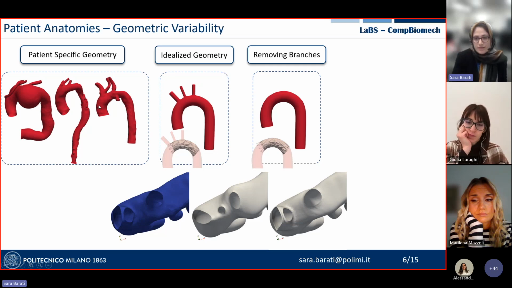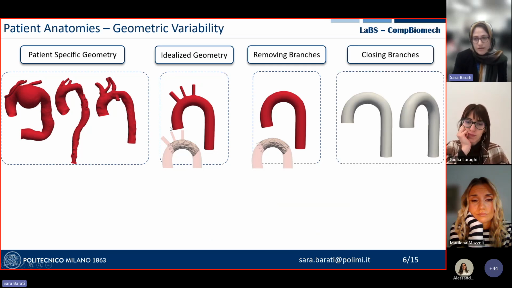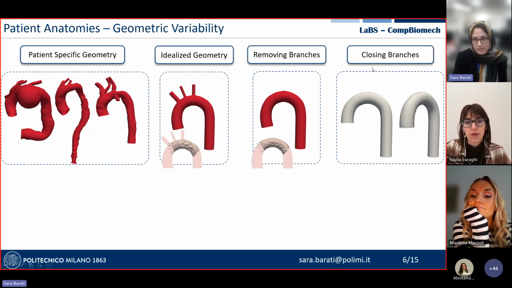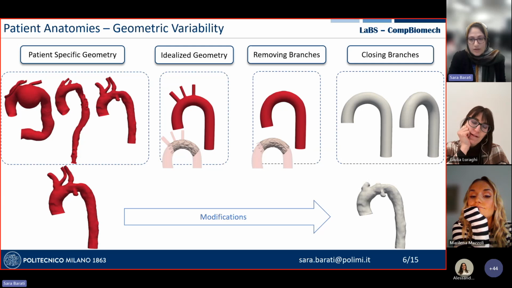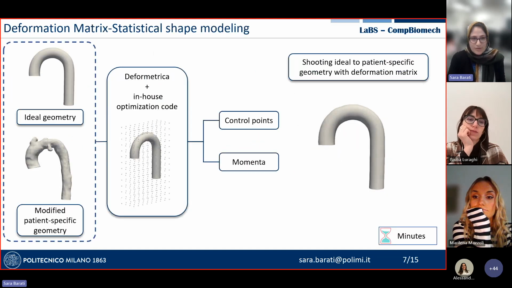So we considered something else. Instead of considering holes, we close the holes and we have a smooth surface for the idealized geometry. In this case, by removing the holes, we have removed the source of many instabilities inside the Deformetrica registration process. So when we get a patient-specific model, the geometry of the patient, we cut the branches and we close the branches. So the only holes in this geometry would be the input and output, which Deformetrica can actually support without much instability, I would say.